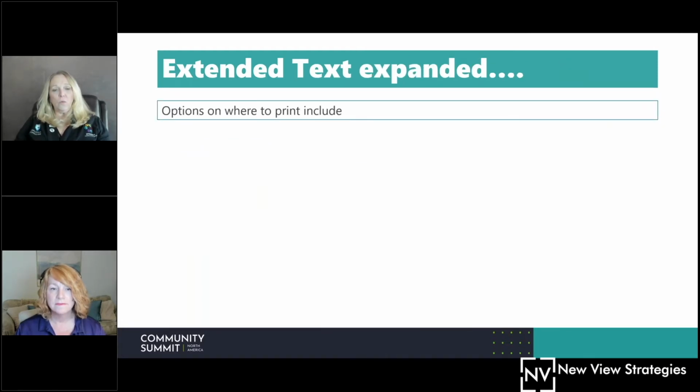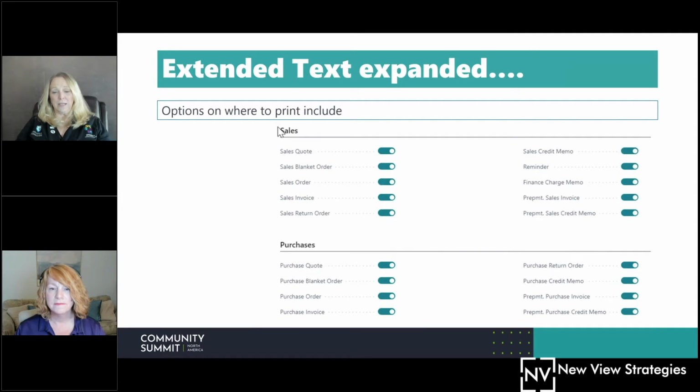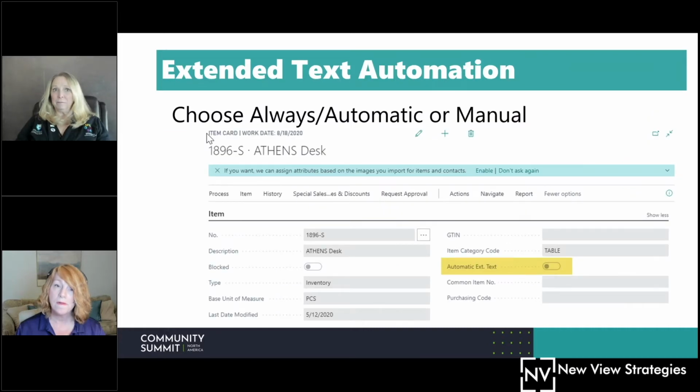There are even more options that I couldn't fit on one screen, and those are where you want to print. Look at all this that I can do. I think it's a really powerful tool that we can utilize. So how do I make it work? That's easy. On your item card, you can set this to automatic or manual. What I have highlighted here is the automatic extended text field. It's turned off right now, so it's manual for this item. Each item can be its own thing. Another item can be automatic and other items can be manual. So let's take a look at this in action.